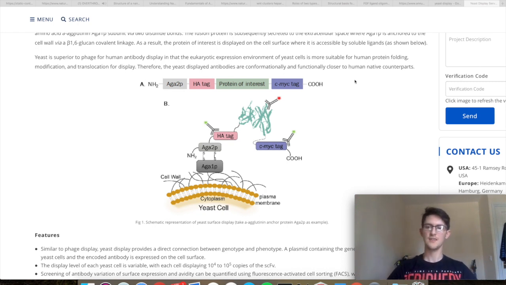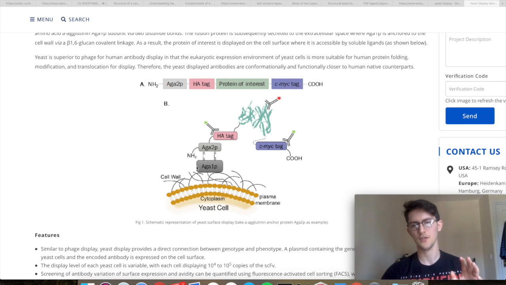In this case we have a genetic library of constructs which contains a whole number of variants of our protein of interest, this thing in green here. The example in our case is a nanobody. This is genetically fused to a protein called AGA2P, which is a yeast protein, which will bind it to a cell surface exposed protein called AGA1P from the yeast, which is covalently attached to the yeast cell wall.